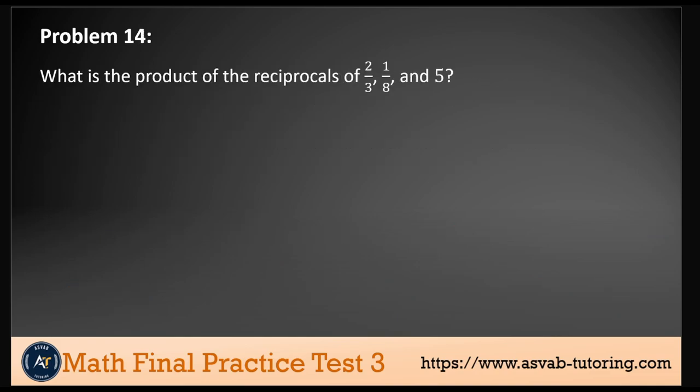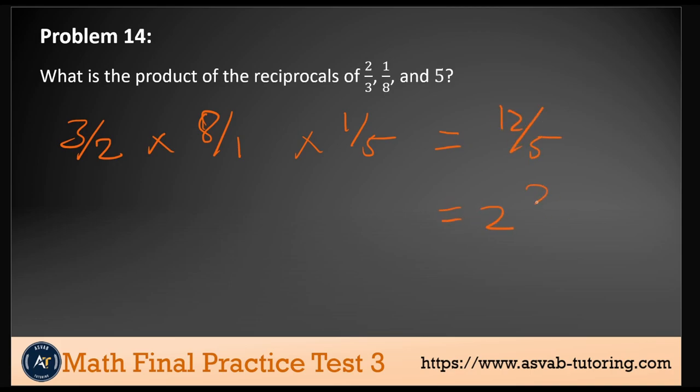Okay, problem 14. What is the product of the reciprocals of 2 over 3, 1 over 8, and 5? Well, reciprocal means to flip, so all we need to do is flip all three fractions. Then the product means multiply, so we have 3 over 2, 8 over 1, and then 1 over 5. All that together comes to 12 over 5, which you can simplify into a mixed fraction of 2 and 2 fifths. And that is our answer.